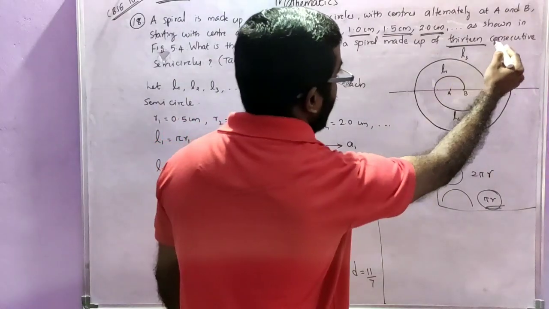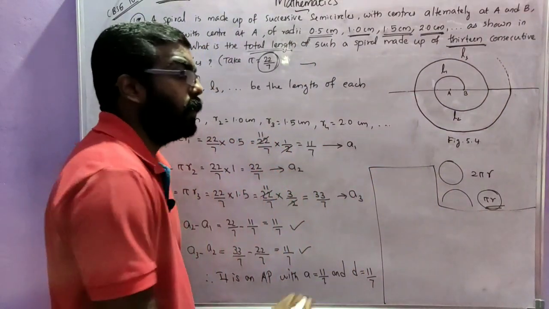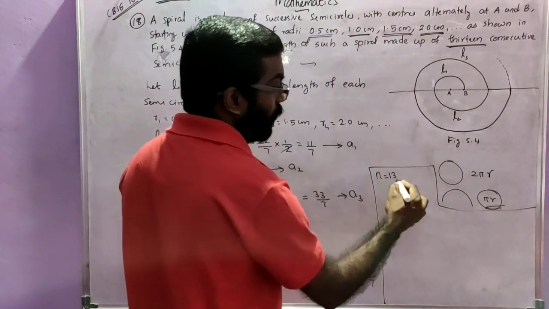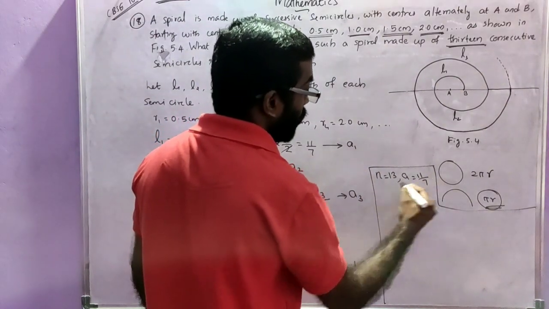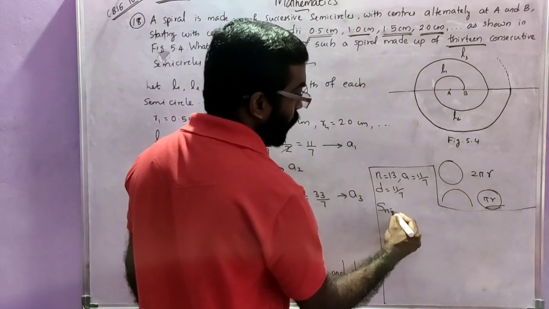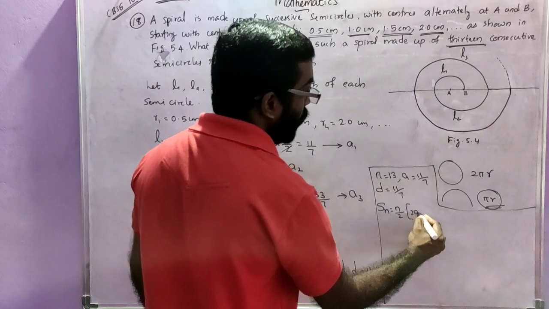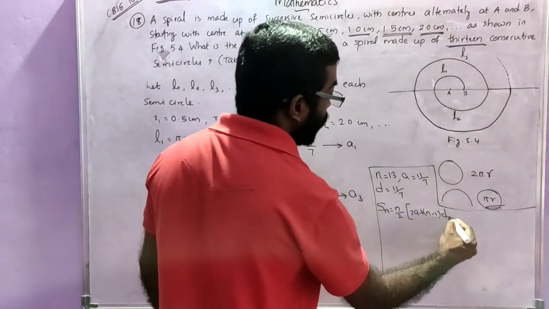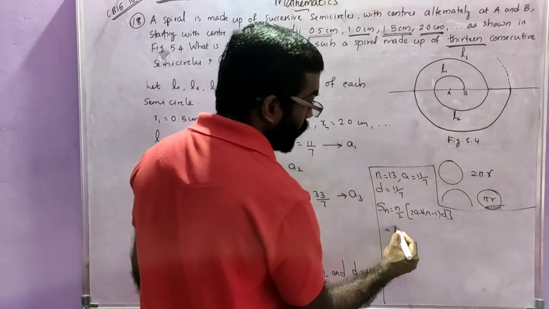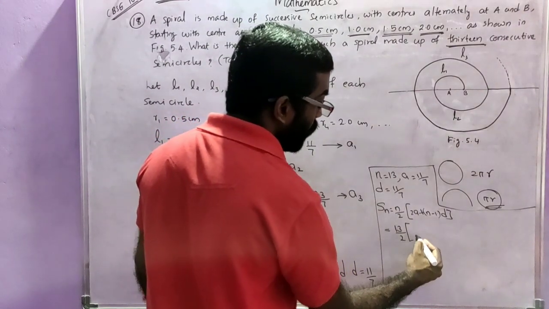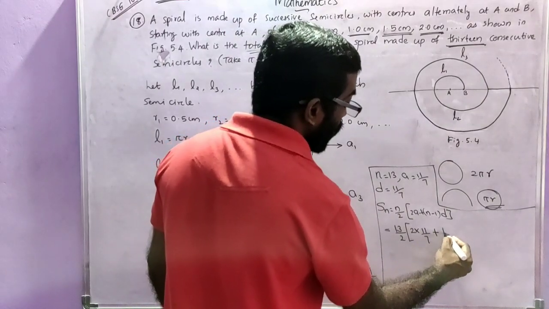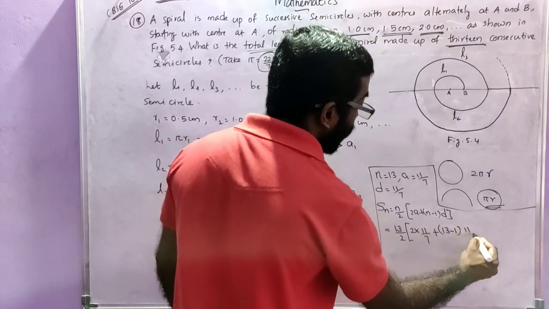Now we can find the sum. Here there are 13 consecutive semicircles, so n is equal to 13, and A is equal to 11 by 7, D is also equal to 11 by 7. Now for the sum we have the formula Sn is equal to n by 2 into 2A plus n minus 1 into D. Now we can replace the values, which is equal to 13 by 2 into 2 into 11 by 7 plus 13 minus 1 into 11 by 7.